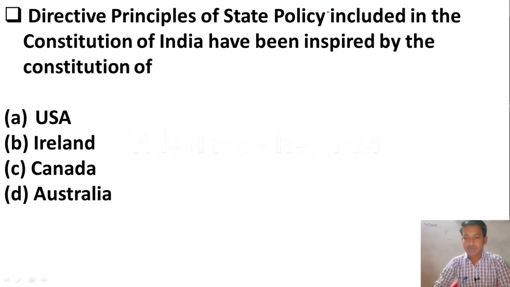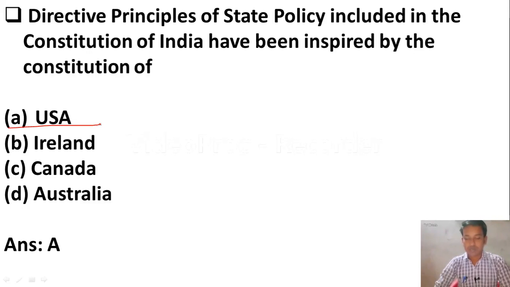Let us move to the next question. Directive principles of state policy included in the Constitution of India have been inspired by the Constitution of option A, USA, option B, Ireland, option C, Canada, option D, Australia. Friends, here the right answer is option A, USA. Directive principles of state policy included in our Constitution have been inspired by the USA Constitution.